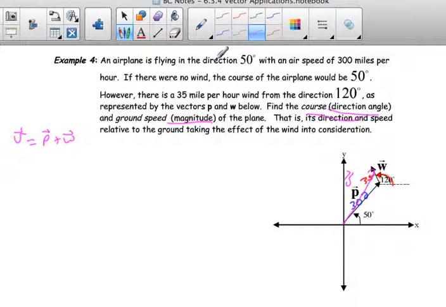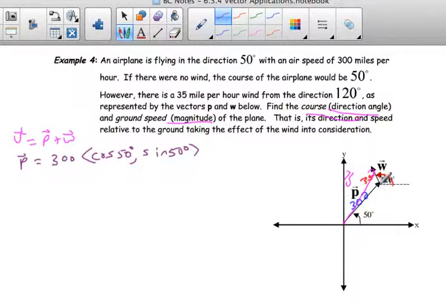In order to add these vectors, we're going to need to put them into either component form or the standard linear combination of standard unit vectors. Okay. In order to do that, let's first write P. We can write that in component form. So P has a magnitude of 300, and to break it into the components, we're going to take the cosine of the direction angle. That's going to give us the x component, and the sine of the direction angle is going to give us the y component.